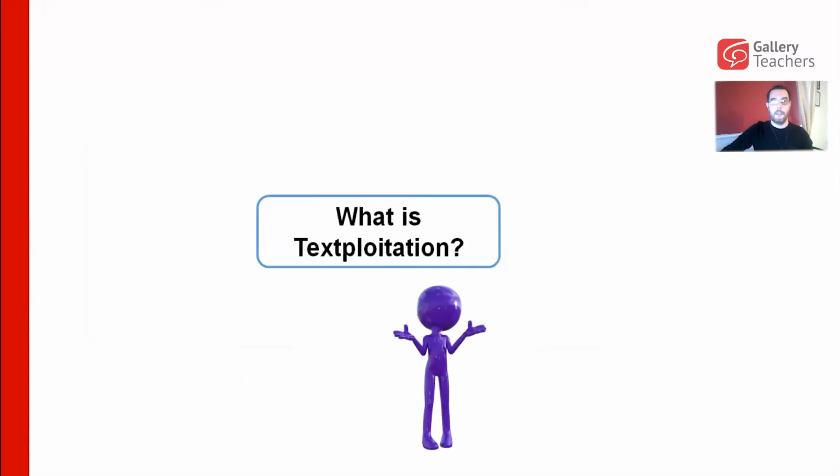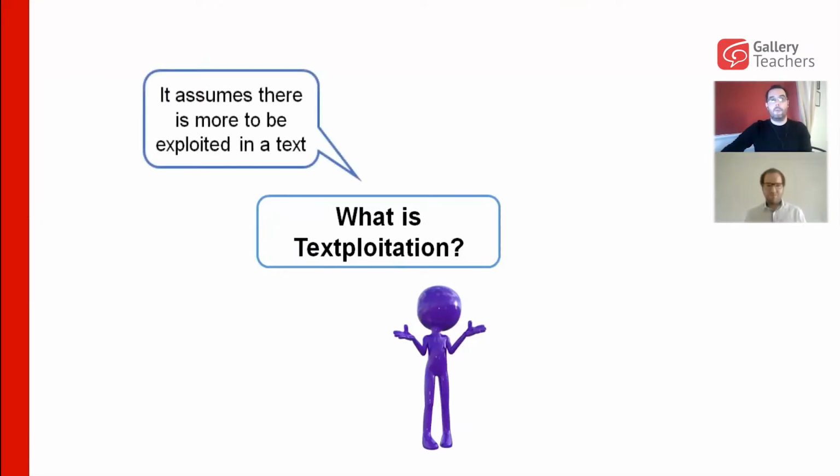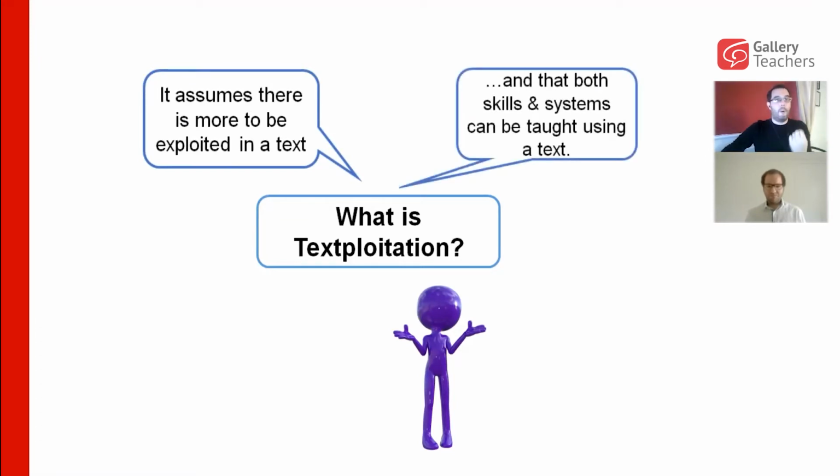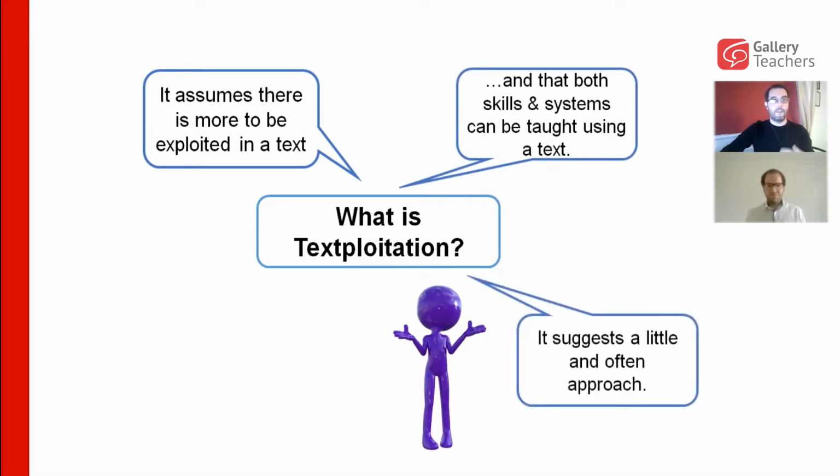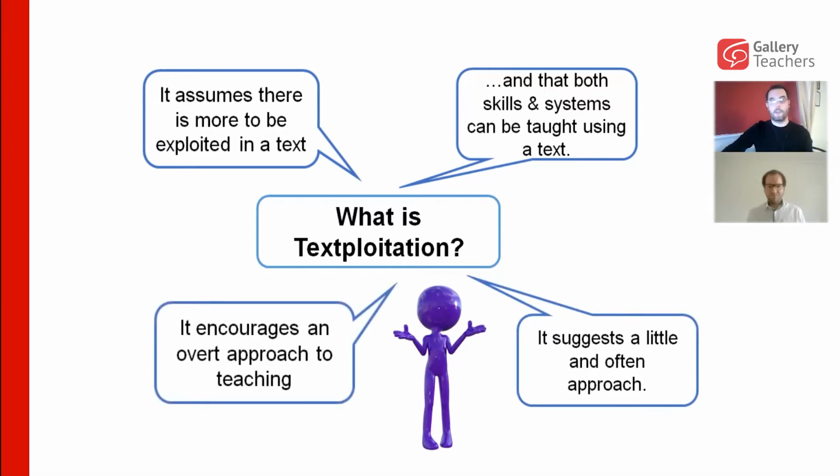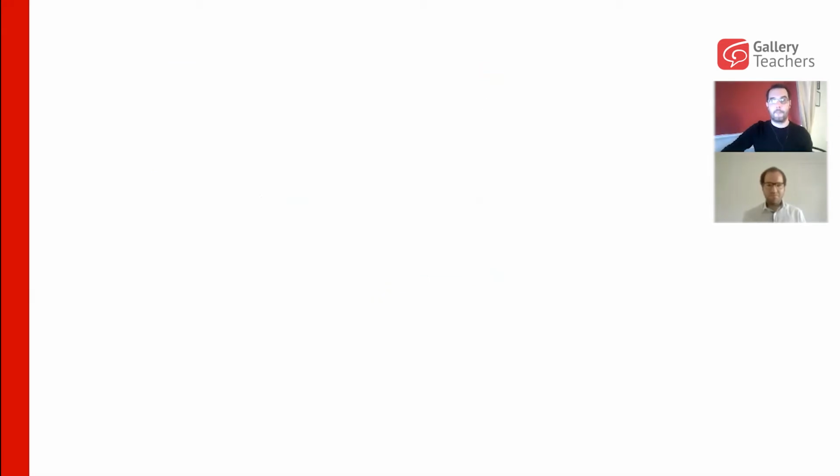But for now, the 4 cornerstones of textploitation are: we assume that there is always more to be exploited in a text. Both systems and skills can be taught using a text. We suggest a little and often approach, and we encourage an overt approach to teaching. Now, what are all of these things? Well, in this session, we're going to dig a little bit deeper into all of them and give you some practical examples. But before we get going, Mark, can you tell us what do we mean by a text?